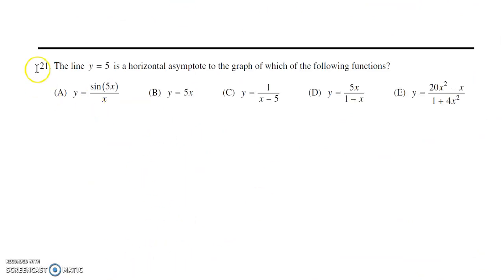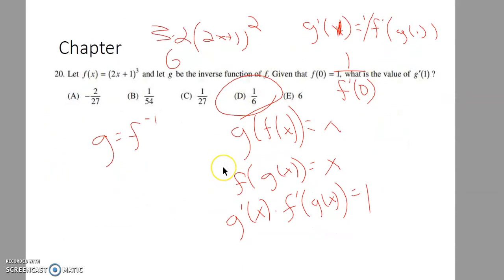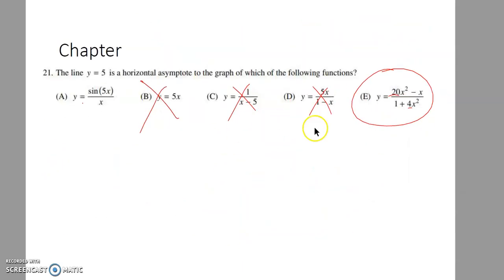All right, so y equals 5 is a horizontal asymptote to the graph of which of the following functions? This is almost a little bit of a throwback to Algebra 2 and pre-calc. Which one of these would have a horizontal asymptote of positive 5? The answer here is E.